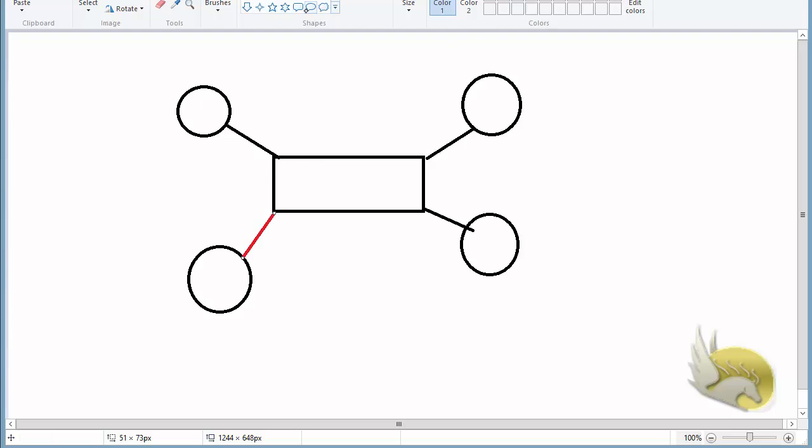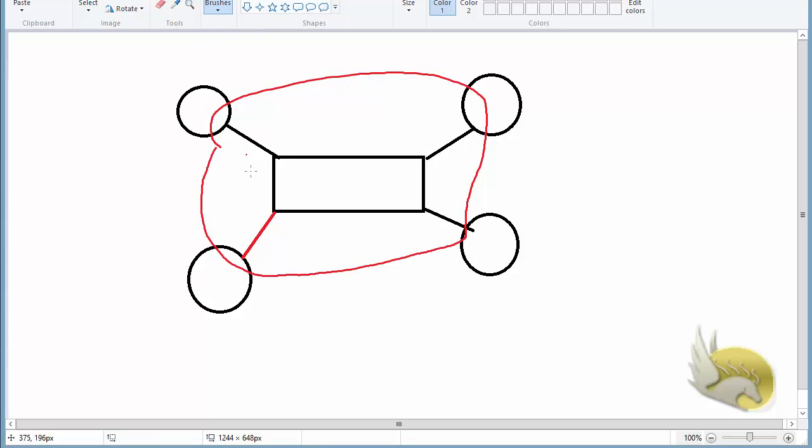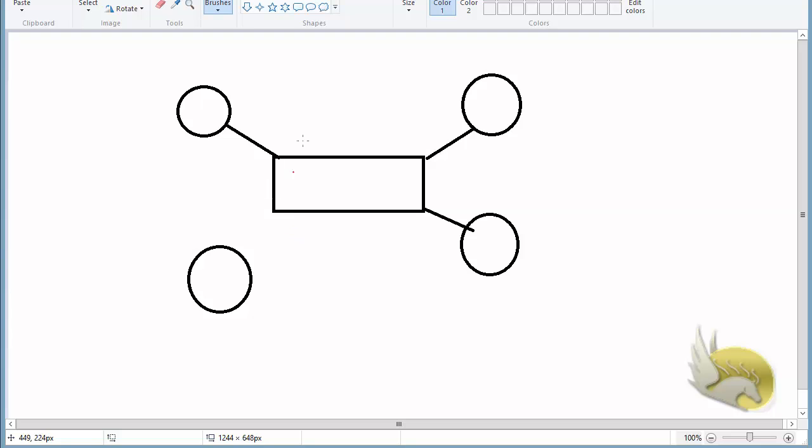Actually, these interfaces all are in the same subnet. Okay? Now, all of these interfaces are connected to each other. All of these routers have OSPF neighborship.